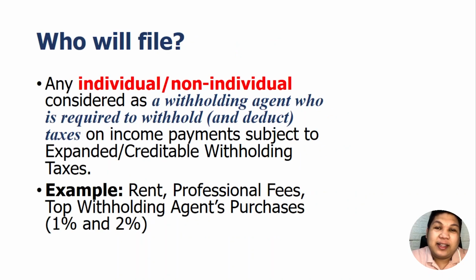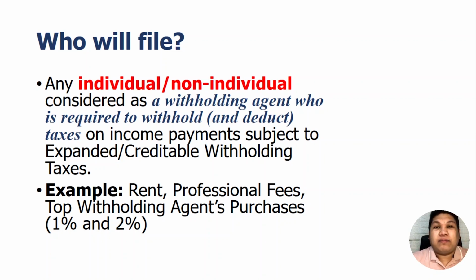So, who will file this 0619E? According to our current regulations, any individual or non-individual considered as a withholding agent who is required to withhold and deduct taxes on income payments subject to expanded or creditable withholding taxes. So if you are a taxpayer, whether individual or non-individual, and you are required by the BIR to withhold taxes on your purchases of goods or services such that it is expressly stipulated in your certificate of registration that you have to withhold taxes, then you should be filing 0619E.